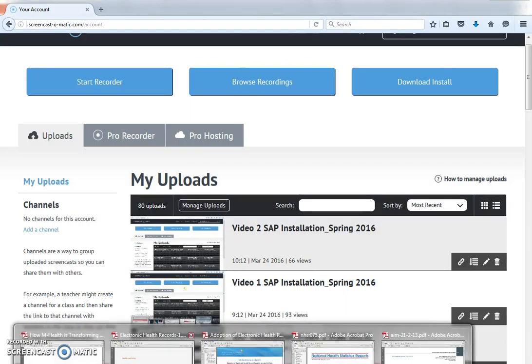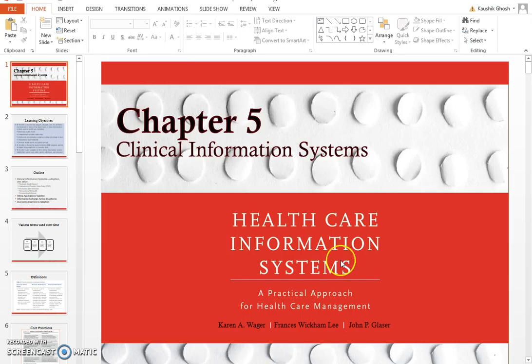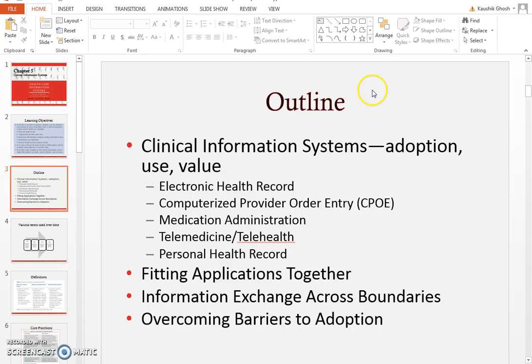This week, we are looking into Chapter 5, Clinical Information Systems. So what is clinical information systems? It comprises electronic health records, where you have patient records, patient information. You have CPOEs, the computerized provider order entry systems, medication administration, telemedicine, telehealth, and personal health records. But electronic health records and personal health records are similar. So these are the main four or five technologies or clinical information systems that this chapter will talk about.